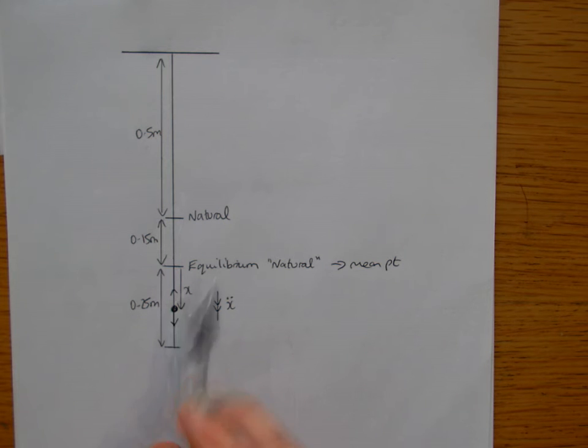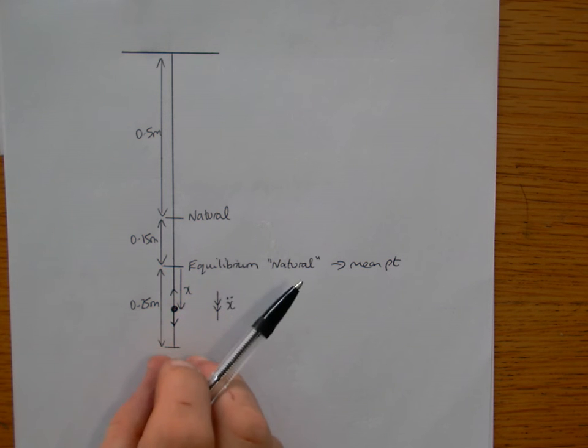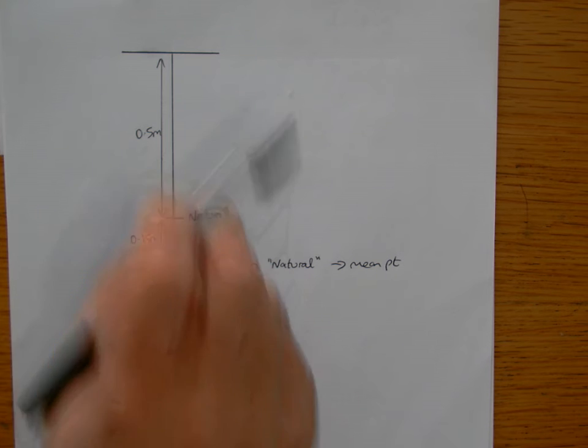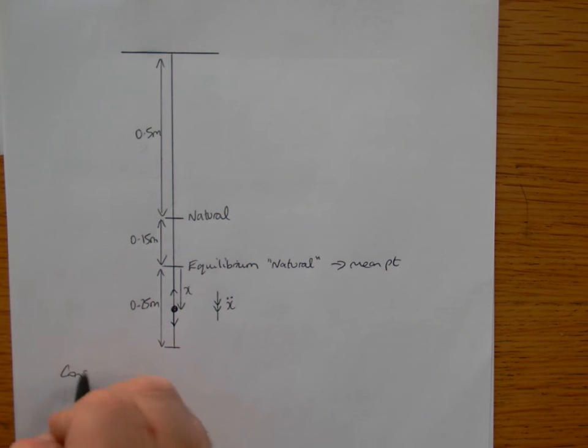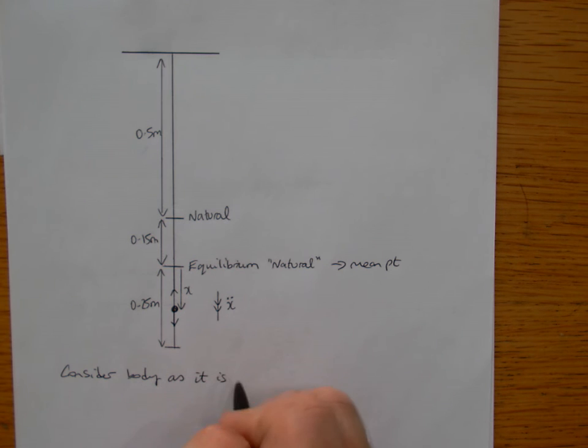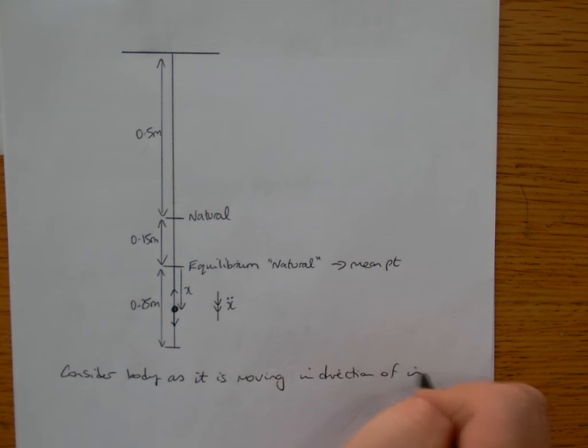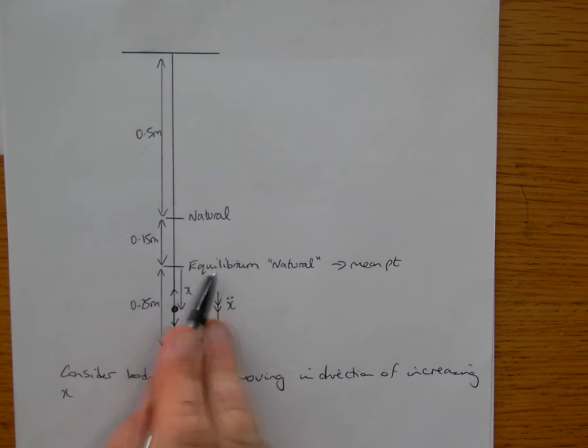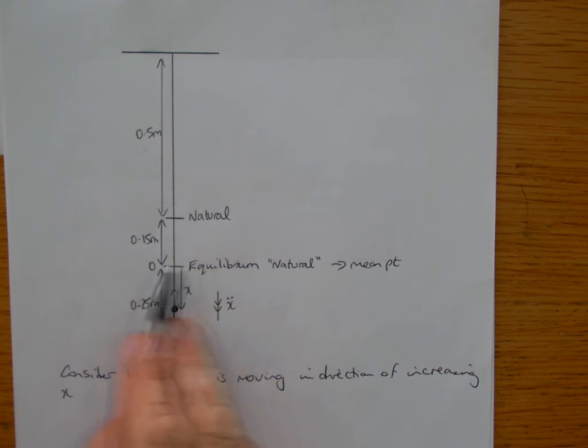So what you want to do, we don't want to consider it when it's stretched there, when it's been pulled down and held at rest, because it's not performing SHM. We need to see when it's moving. So we need to consider the body as it is moving in the direction of increasing x. So if we measure x from our natural equilibrium position there, our mean point, so we measure x going that way, it's positive. This is our increasing direction.